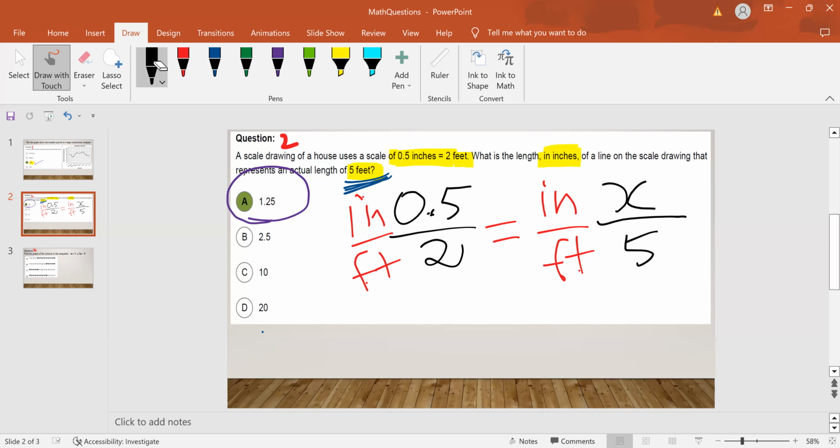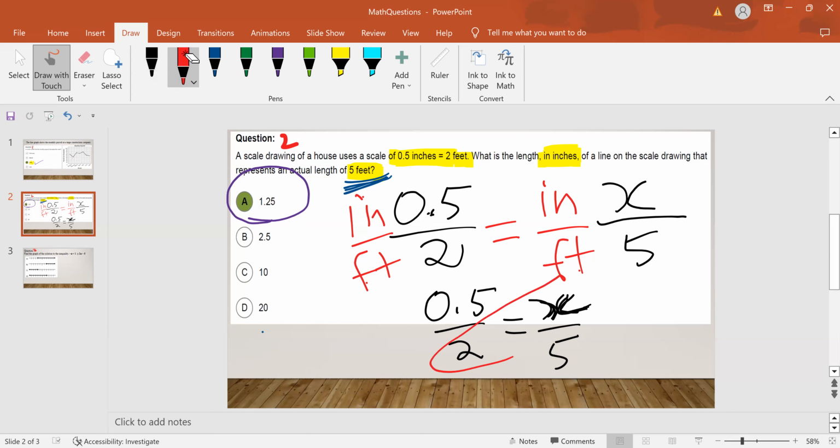So to rewrite this, it's asking what is 0.5 over 2 equals x over 5. So we're going to solve for this x. That is the proportion. We have the two fractions set up. Now the next thing is to do what? We're going to cross multiply. So that means what?